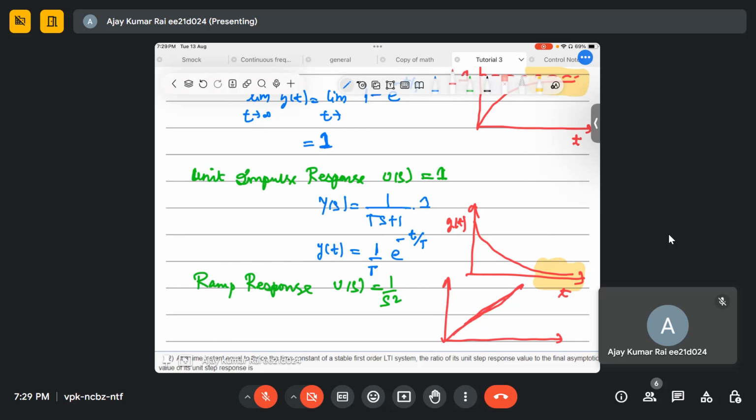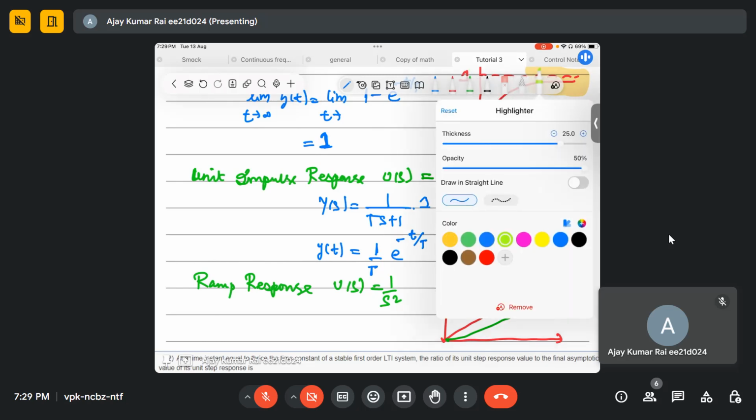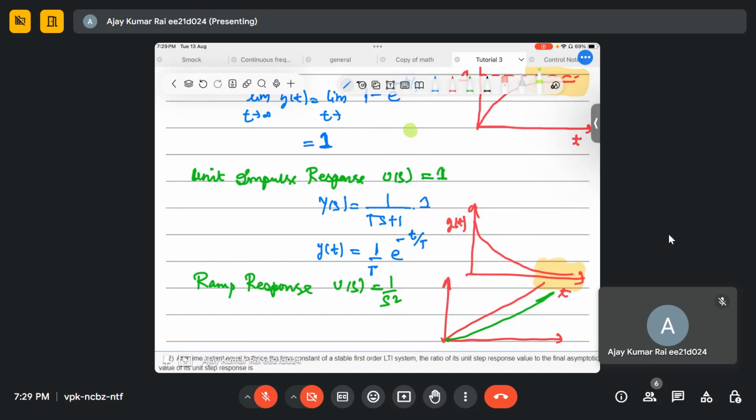So the output will be something like this. Just focus on this part. I'll shade it in a different color. So at t tends to infinity, what will happen to this output? This is the output. So it is also going to infinity, right? At t tends to infinity.